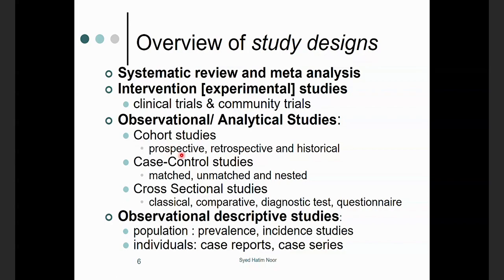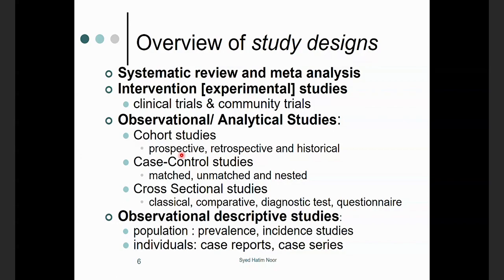Prospective cohort means this has not happened yet. You follow up the patient. You observe only, but you follow up the patient. So if it has not happened yet, then this prospective cohort can measure incidence. If you are interested in an incidence study, then your study design will be a prospective cohort study.